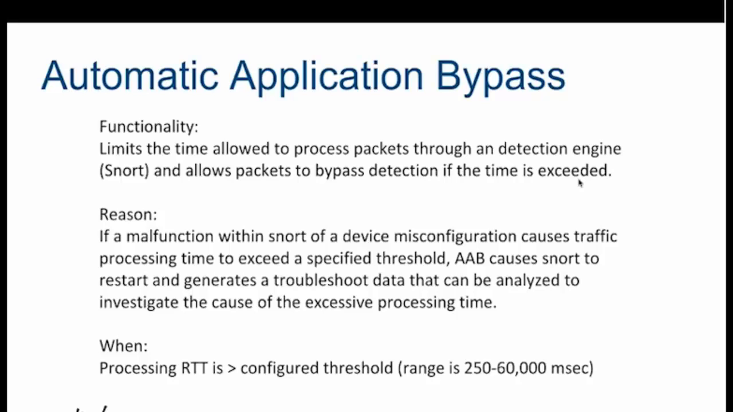So what the automatic application bypass does, it determines those types of traffic and restarts itself so that it can get the resources again. And when it restarts, it generates a core file. That core file will be used to determine what kind of traffic is causing a performance impact on the detection engine. Once the customer shares the core file with the TAC, we can let you know this traffic has bad behavior, and that's something we need to look at.